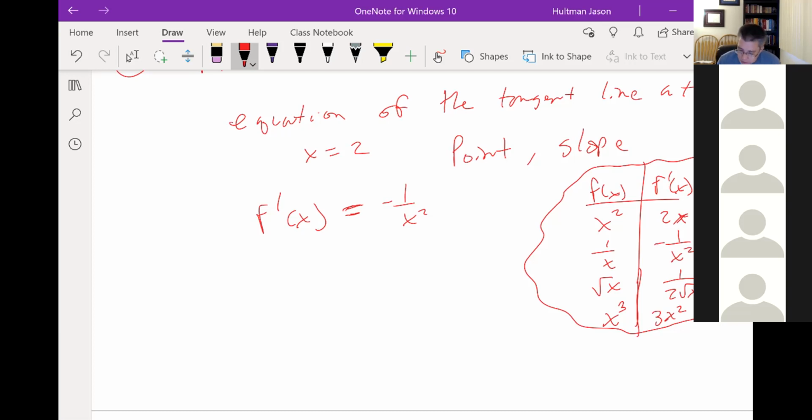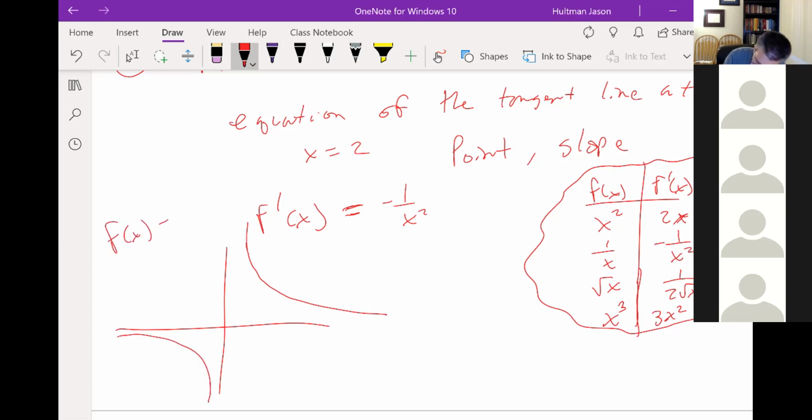Okay, so the derivative is this. The derivative where though? If we looked at this equation, it looks like my hyperbola goes like this. That's f of x equals 1 over x. But what do we want? We want x equals 2. So this is 1, this is 2. At x equals 2, we want the equation of the tangent line.